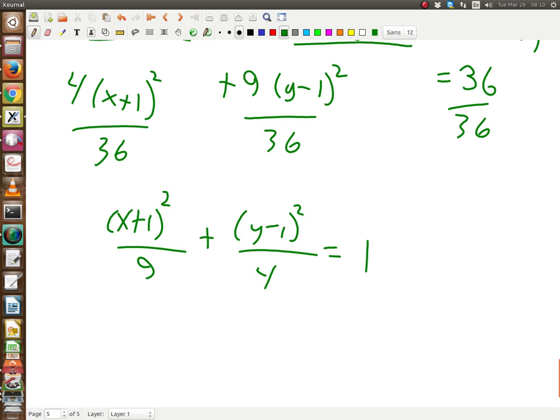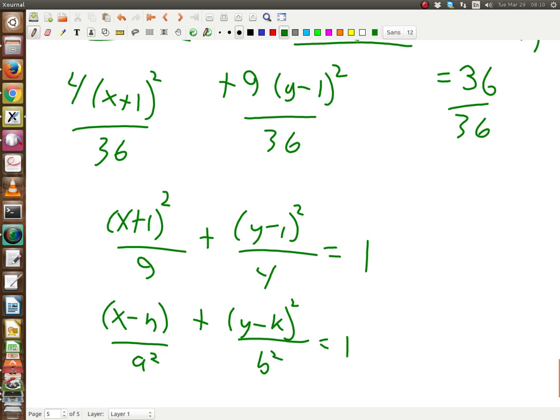All right, so how do you graph this thing? Where's it centered? Negative 1, 1. Well, remember we're comparing it to x minus h squared over a squared. What's h? Negative 1, right? And k is positive 1, right? So if h is negative 1, and k is positive 1, what's a? 3, and what's b? 2.